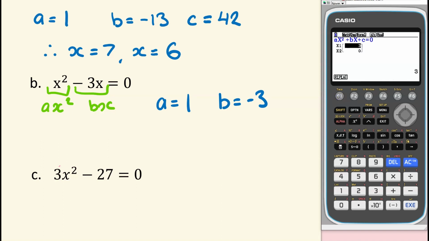We can see again we have two solutions for the value of x. So we can have x equals 3 or x equals 0.